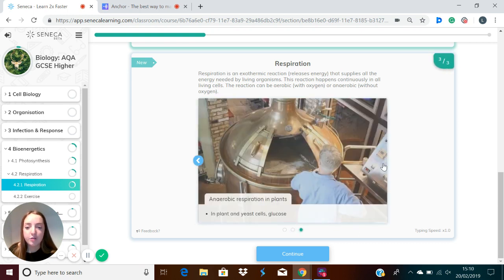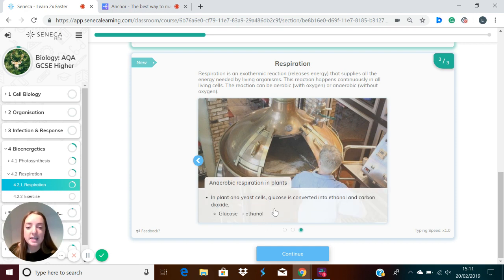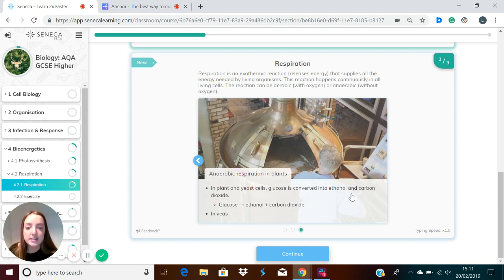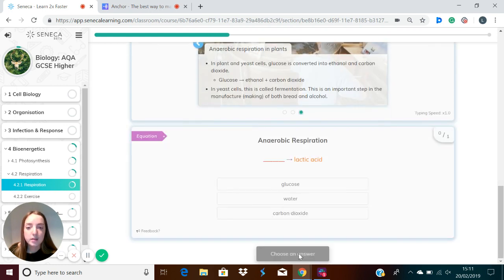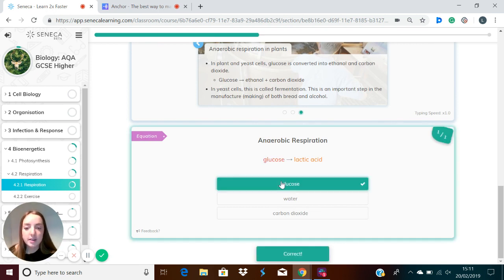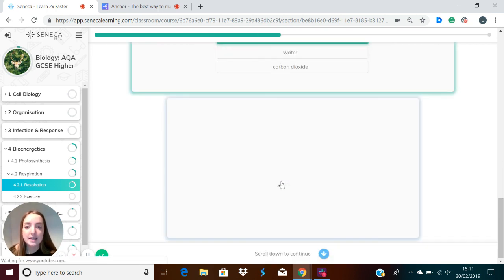This is slightly different in plants and also in yeast cells. In anaerobic respiration, glucose is converted into ethanol and carbon dioxide. And in yeast cells, we'd call that fermentation. And this is used to make bread and also alcohol in industry. So it's an important reaction. So can you remember what the anaerobic respiration reaction is? Glucose goes to lactic acid, and that is in animals.